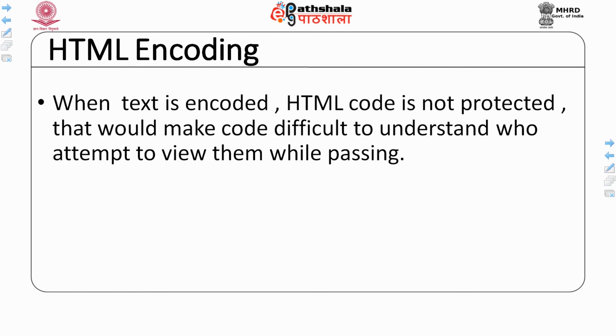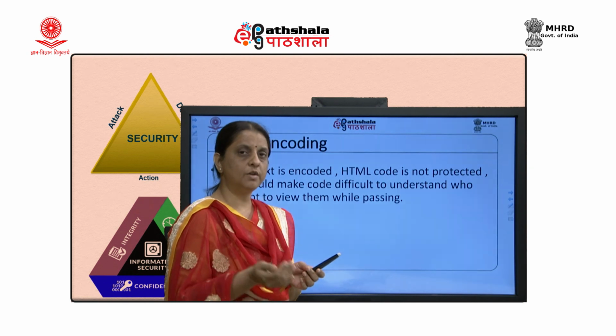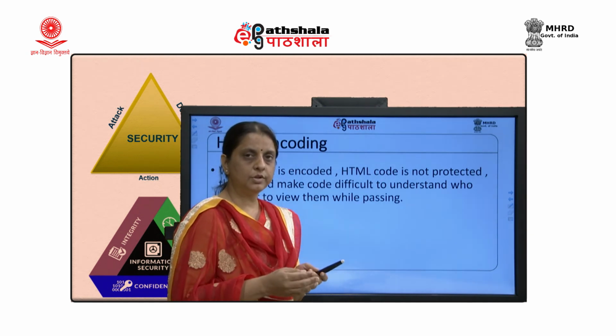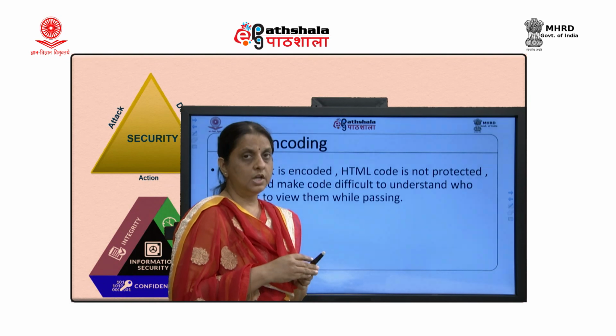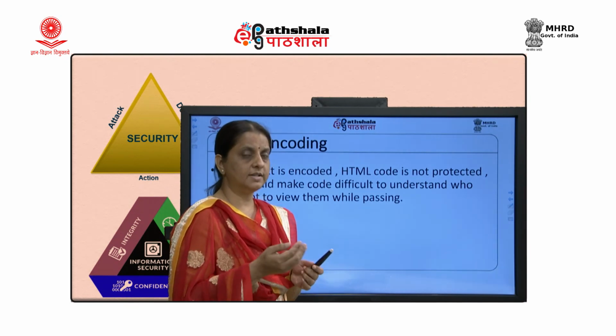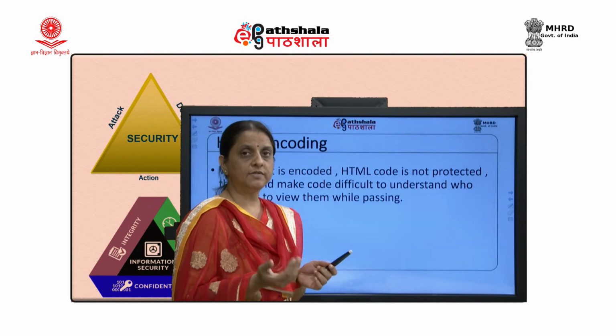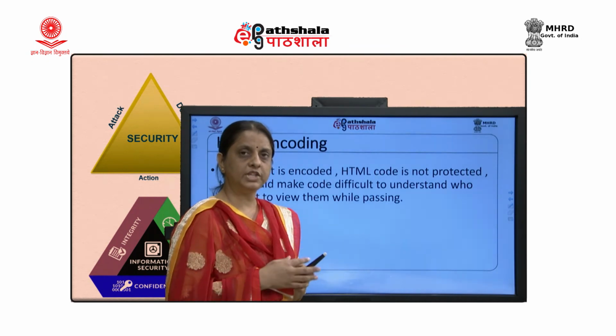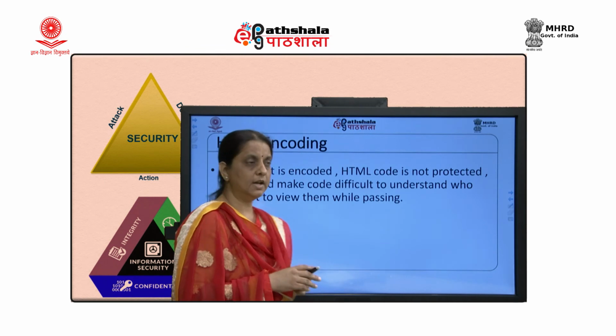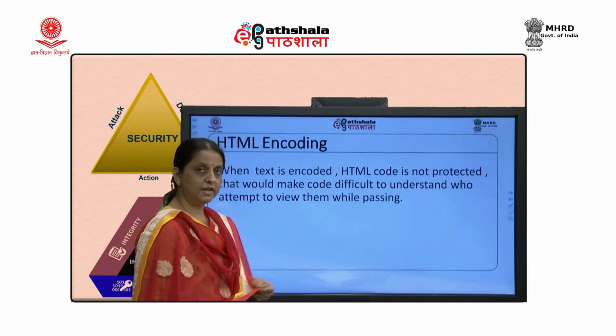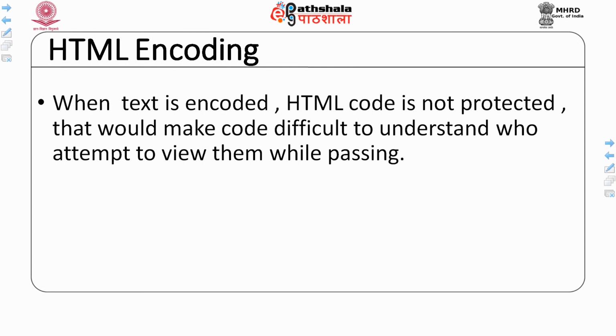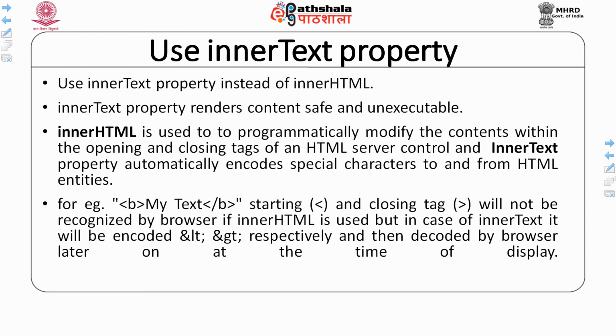Now, when the text is encoded, the HTML code is not protected, but it would make the code difficult to understand. That means, when you are in a browser, you have a facility called view source. If you view the source, you can read the HTML. So, if that HTML is not encoded, one can easily read it, but if the HTML is encoded, the readability would be less. It would be difficult for one to understand what the HTML code is.